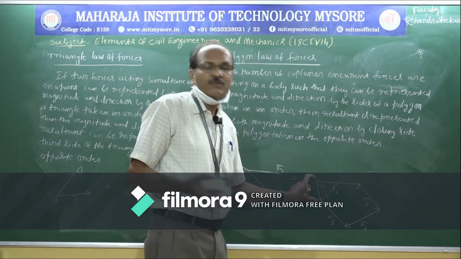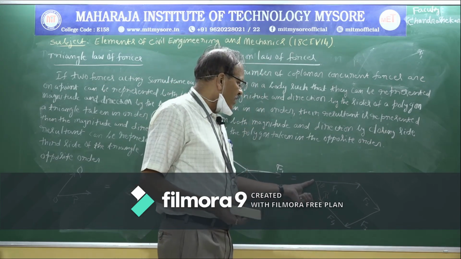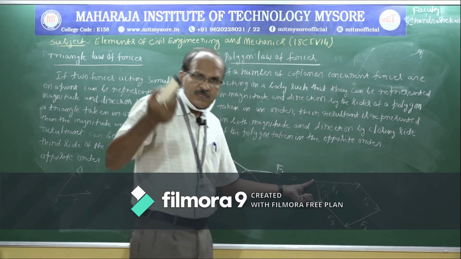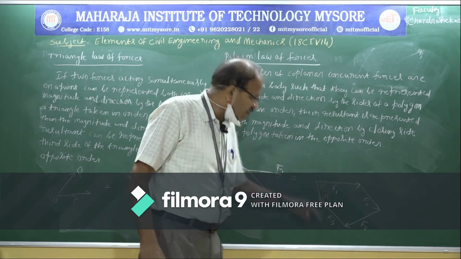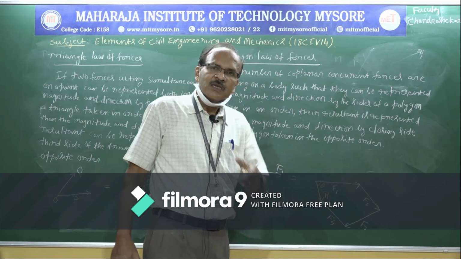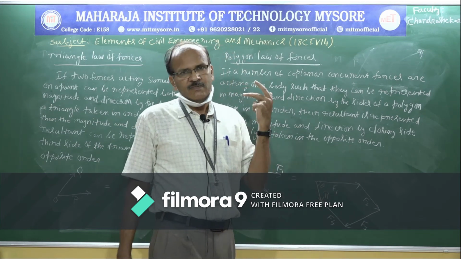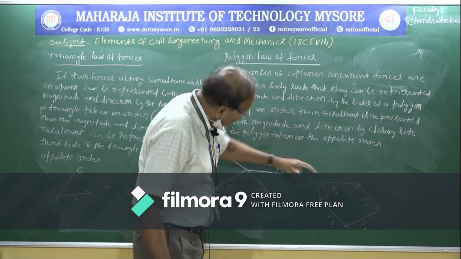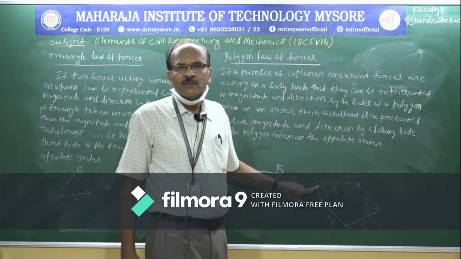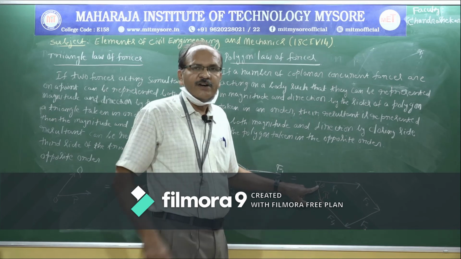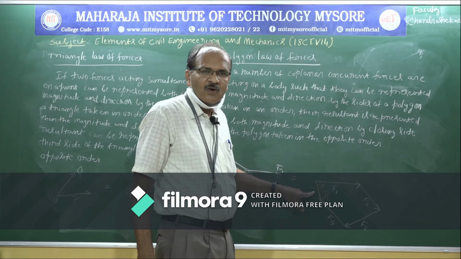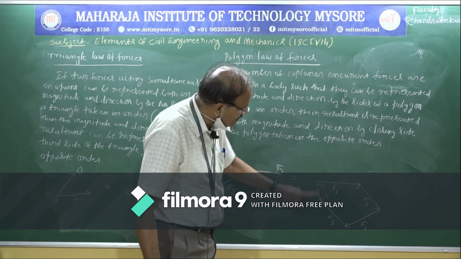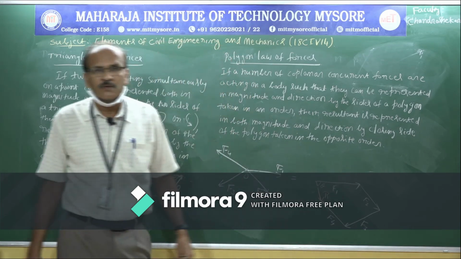Then measure this, whatever the measure. Say for example, this is 7.5 centimeter. So what is the resultant of all these forces? It is 75 kilonewton. And measure this angle using a protractor on a drawing sheet. Whatever angle you get, that is the angle made by the resultant with respect to the horizontal.